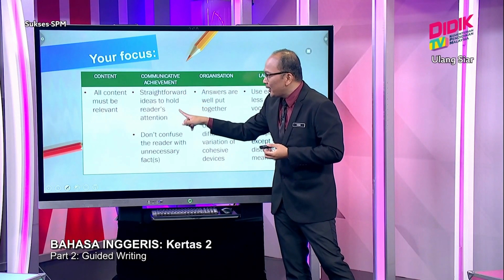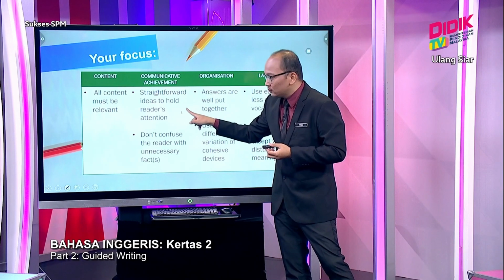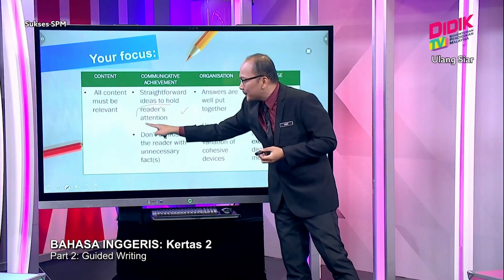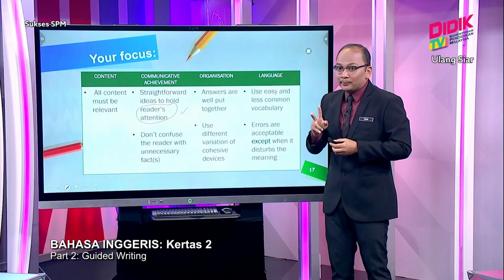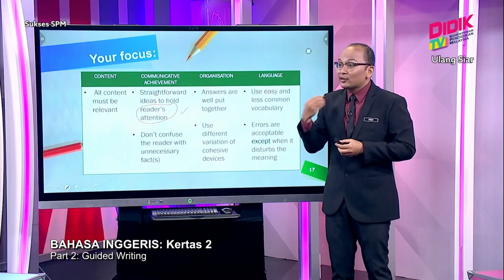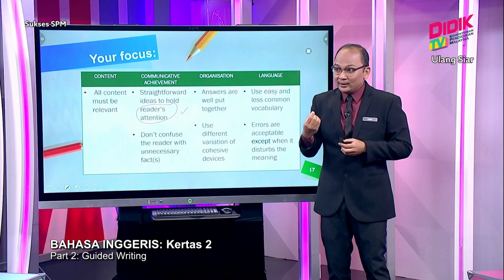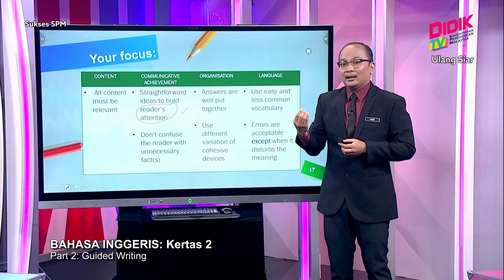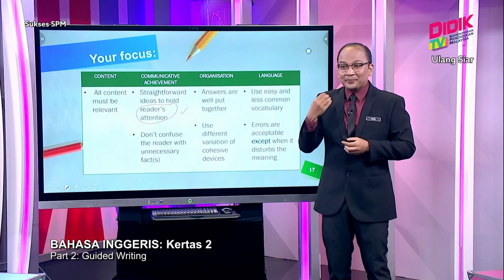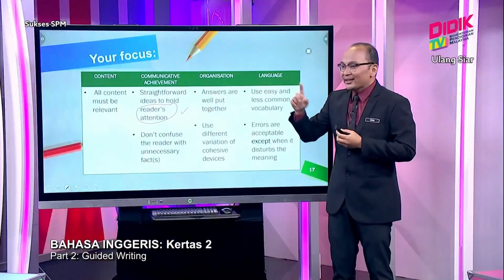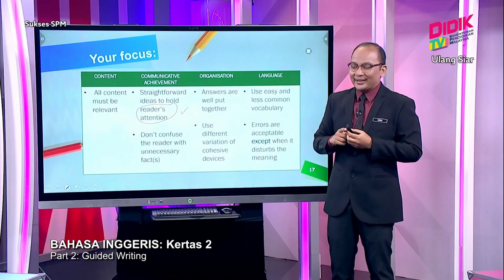Because we want to write straightforward ideas to hold the reader's attention. So for part 2, you need to be able to attract the reader's attention. Who is the reader? It's going to be the marker. The marker will be a person, right? Yes, so a person is so much affected by emotion. So you need to write well in order to impress our marker a little bit. So please make sure you try to hold the marker's attention.